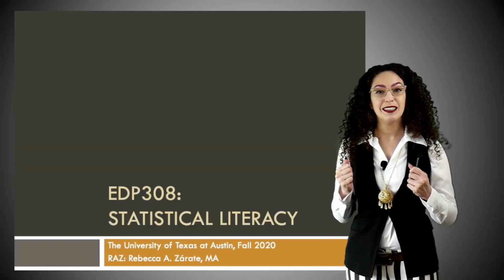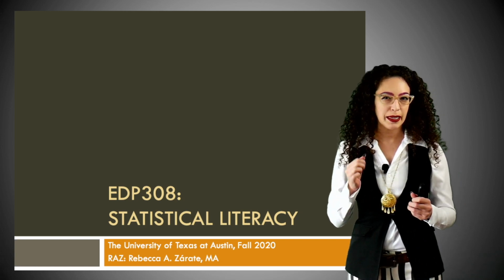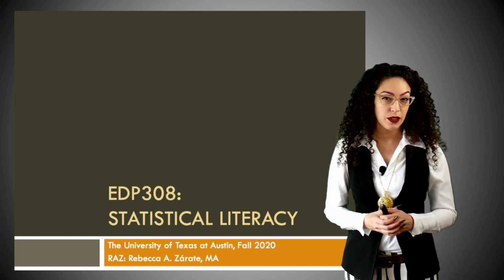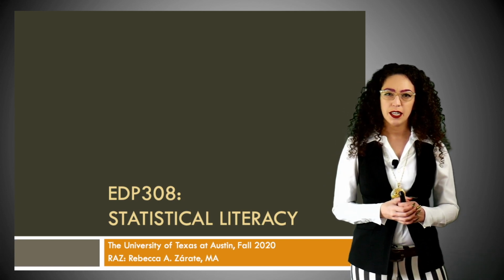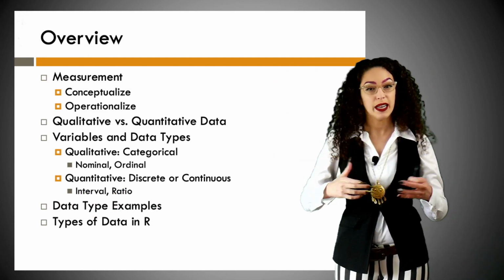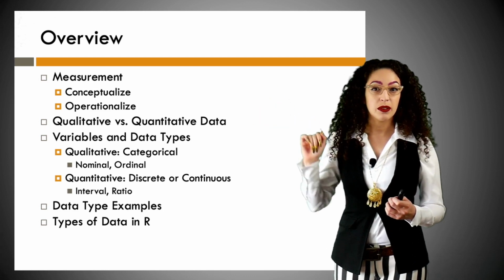Welcome back, everybody. Now that you're an expert on dependent and independent variables, let's move on and get into some of the more nitty-gritty of the different types of data there are out there. Let's get started. Our lovely overview. We're going to start with the idea of measurement and how we measure things. First, we have to conceptualize, then we operationalize.